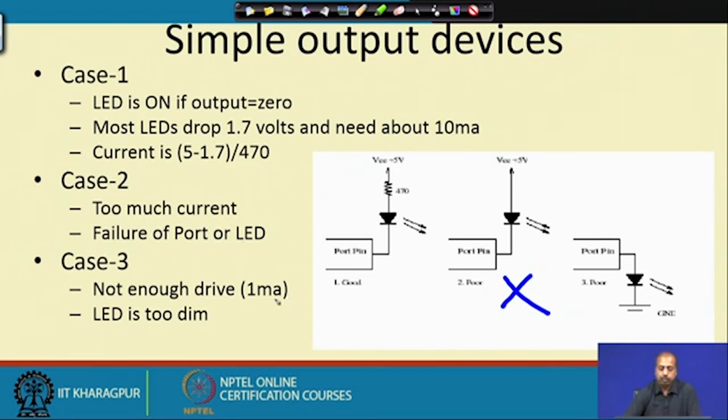In case 3, normally we do not get more than 1 milliampere of current. These port pins do not drive high loads, so the current values are not that high. The LED will be dim, so visibility may be a problem.